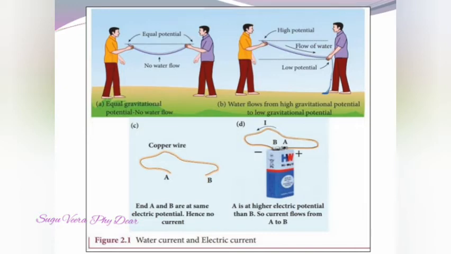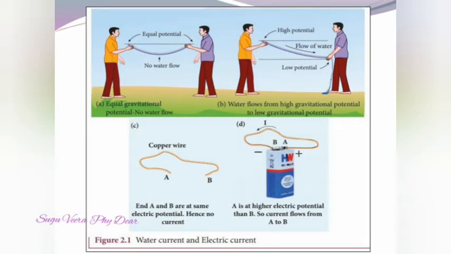First diagram: equal gravitational potential, so no water flow. Second diagram: water flows from higher gravitational potential to lower gravitational potential. Third diagram: in a copper wire, ends A and B are at the same electric potential, hence no current. Fourth diagram: A is at a higher electric potential than B, so current flows from A to B.